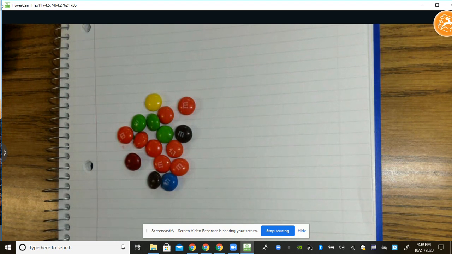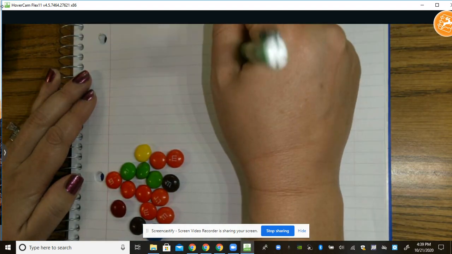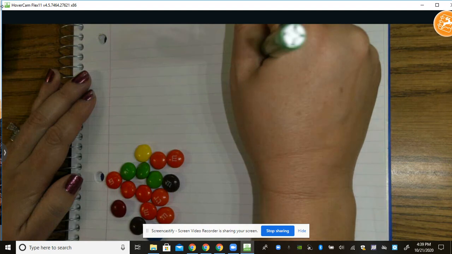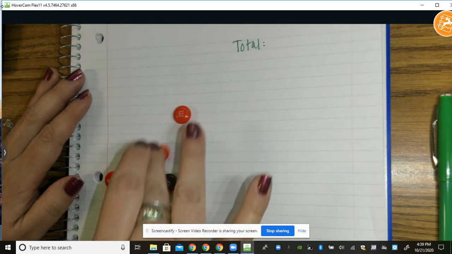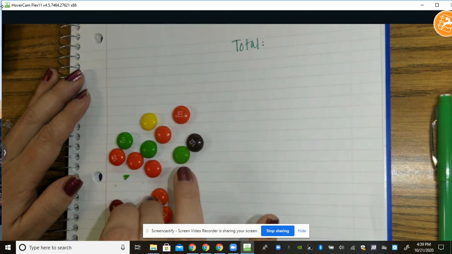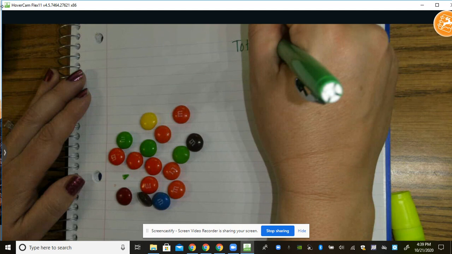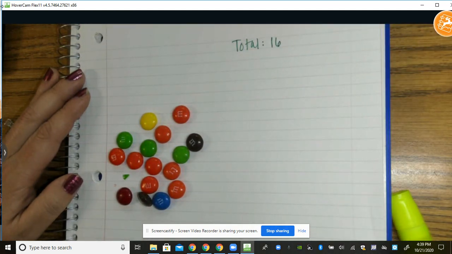All right, so what I'm going to do first is I'm going to count how many I have. So I'm going to write total up here. Total. So I have 1, 2, 3, 4, 5, 6, 7, 8, 9, 10, 11, 12, 13, 14, 15, 16. Biggest one I've got so far. So I have 16 M&Ms.